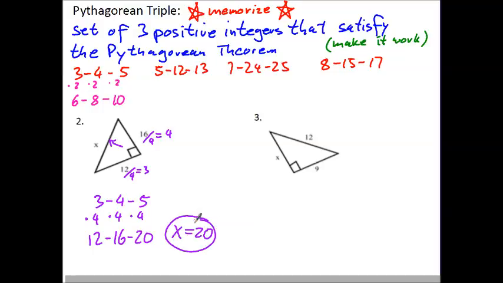And was this a Pythagorean triple? Yes, it was.